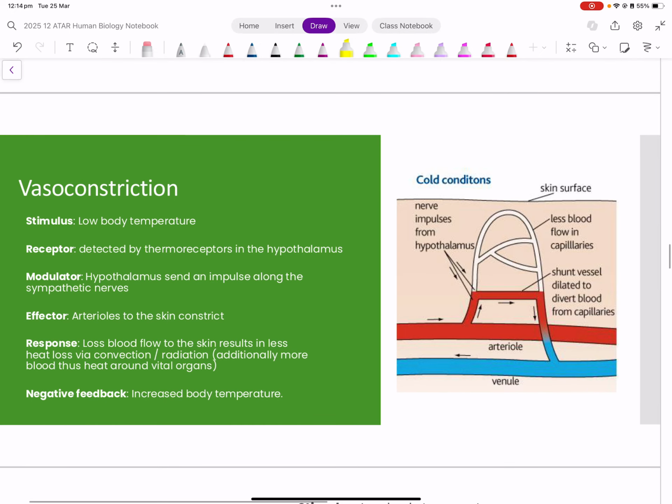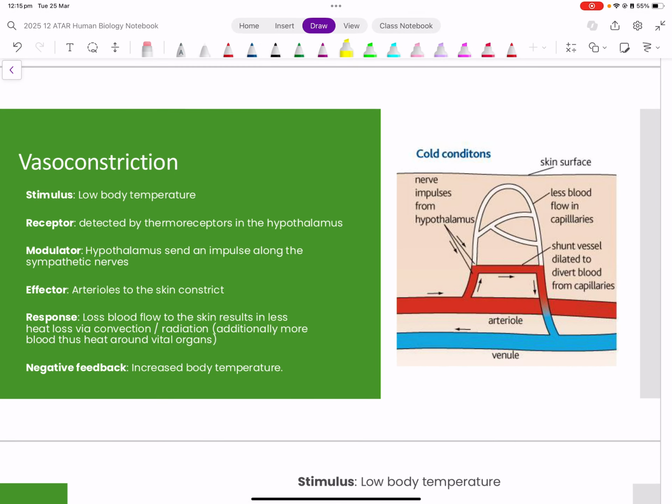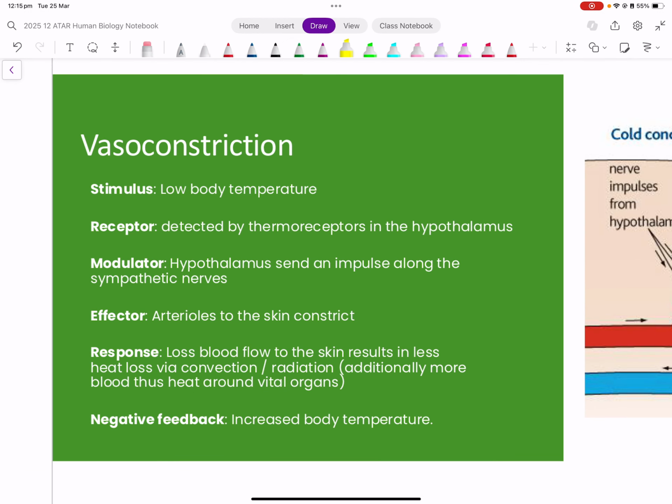But let's look in more detail now at how these feedback loops interact with our understanding of thermoregulation. So our first one, vasoconstriction, occurs due to, again, that low body temperature. It is detected by thermoreceptors in the hypothalamus, and the hypothalamus is our modulator in this instance as well. It sends an impulse along sympathetic nerves. Now the effector in this case, as we've mentioned on the last slide, is that arterioles in the skin are going to constrict. Vasoconstriction is where the arterioles get smaller, their diameter decreases, okay?